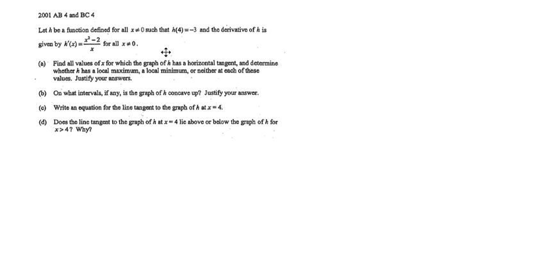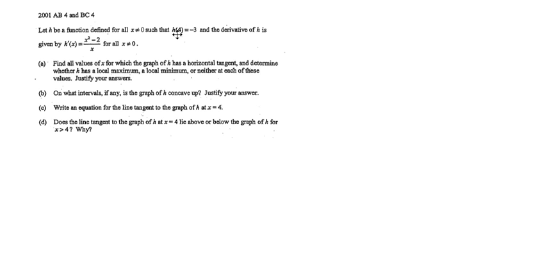And this one is: let h be a function defined for all x not equal to 0 such that h of 4 equals -3, and the derivative of h is given by h prime of x equals (x squared minus 2) over x for all x not equal to 0. And so we're dealing with an h prime, and we're trying to first find all values of x for which the graph of h has a horizontal tangent, and determine whether h has a local maximum, local minimum, or neither at each of these values.